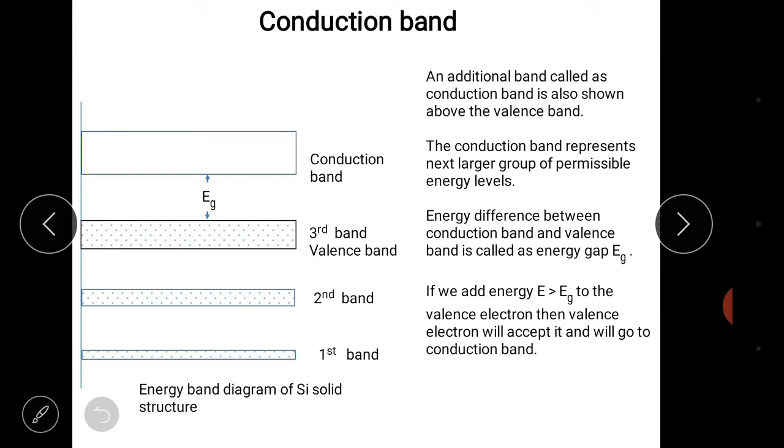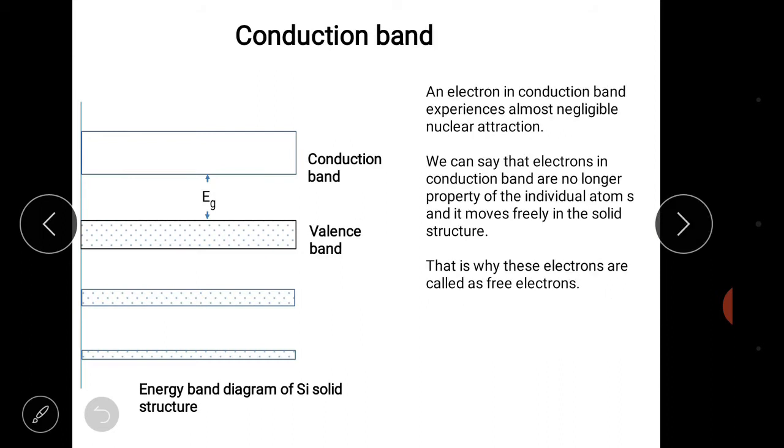If we add energy E which is less than Eg, then this valence electron will not accept it because there is no permissible energy level available.